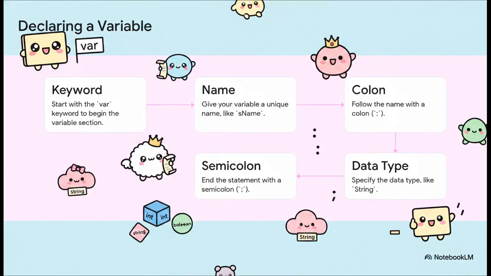It's the command where you officially tell your program about a new variable. You give it a unique name, you specify what kind of box it's going to be, and at that exact moment, the computer carves out a tiny piece of its memory just for your new variable. Now, this might look like a totally foreign language at first, but I promise the syntax here is incredibly logical. You just start by saying, hey, I'm about to declare some variables with a var keyword. Then you just follow the pattern for each one.